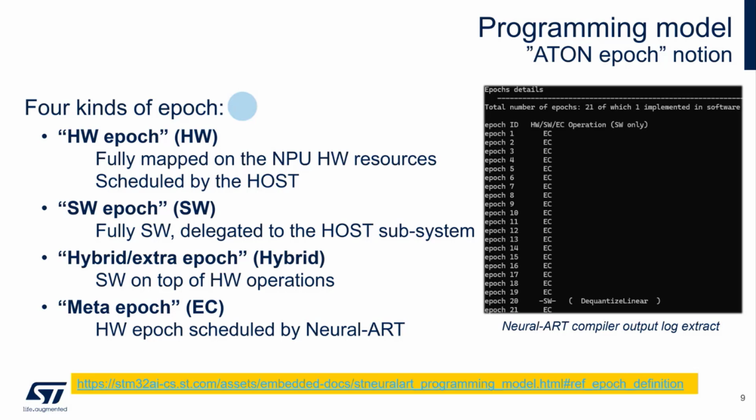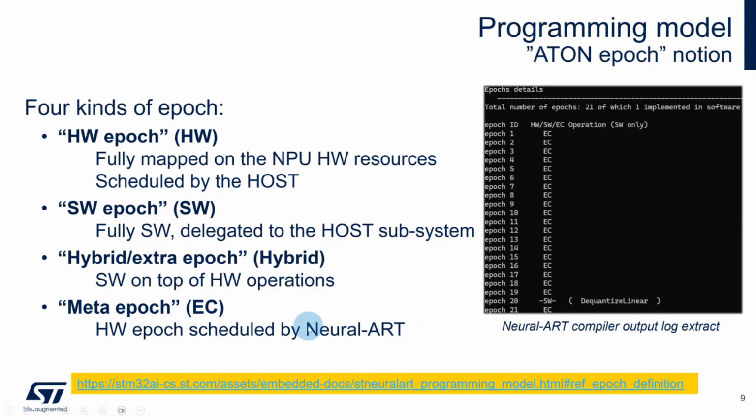And finally, there is the meta epoch. It's the case in this one. It needs a specific configuration of the compiler, saying that we want to use the meta epoch, the internal epoch controller. In this case, it's a hardware epoch, like the first one, but instead of being scheduled by the host, it will be scheduled by the Neural-ART itself.